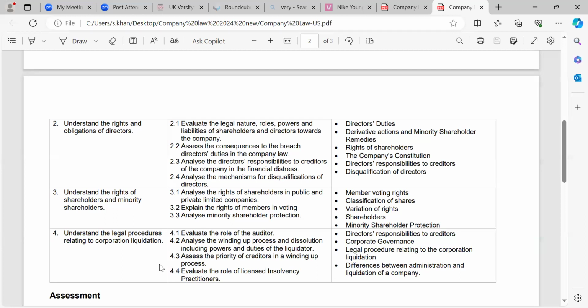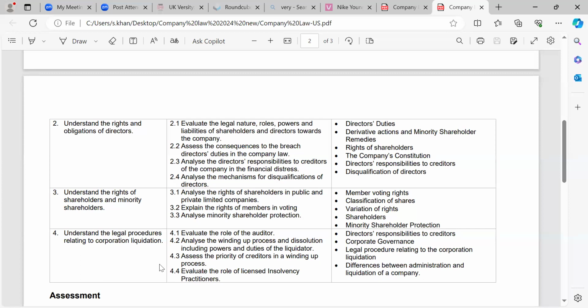We then went on to 2.3, which looked at analysing the director's responsibility to creditors of the company in financial distress. We looked again at the fiduciary duties to act in the best interest of the company. We looked at the duty of care and skill, so that directors must exercise reasonable care, skill, and diligence in managing the company's affairs, and looked at financial distress, how it entails taking appropriate steps to preserve the company's assets and maximise creditors' recovery. We then went on to look at preferential treatment prohibition, where directors are generally prohibited from giving preferential treatment to certain creditors.